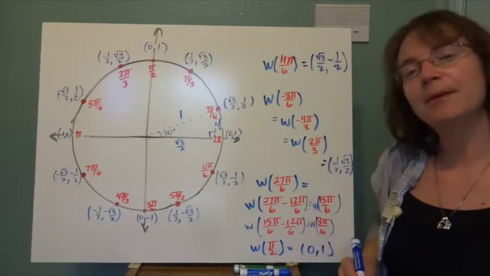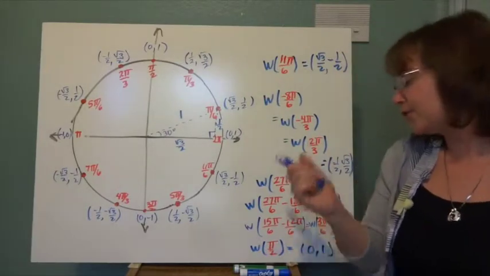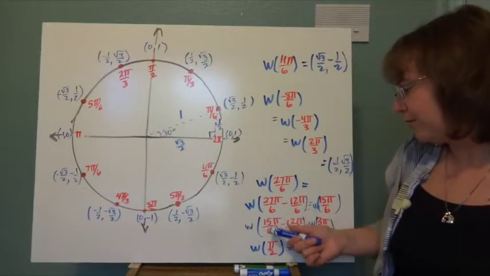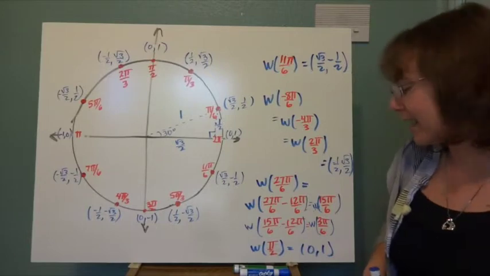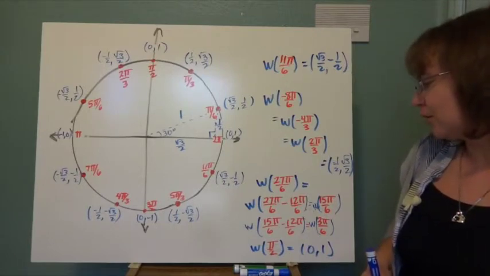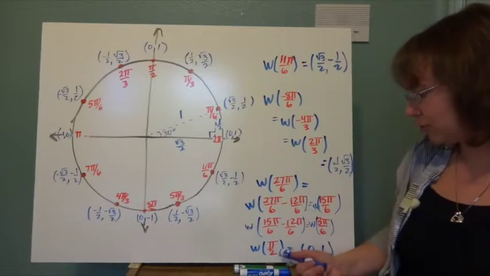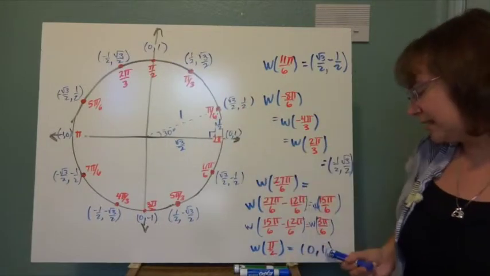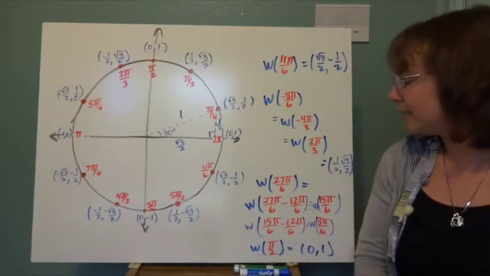And I'm going to take that and I'm going to subtract 12 pi over 6 again. So I'm just going around the circle again in the opposite direction. So 15 pi over 6 minus 12 pi over 6 is the same as 3 pi over 6. So 3 pi over 6 reduces to pi over 2. So that's a familiar one. I can look at pi over 2 and say that is 0, 1. So that makes it a little bit easier.